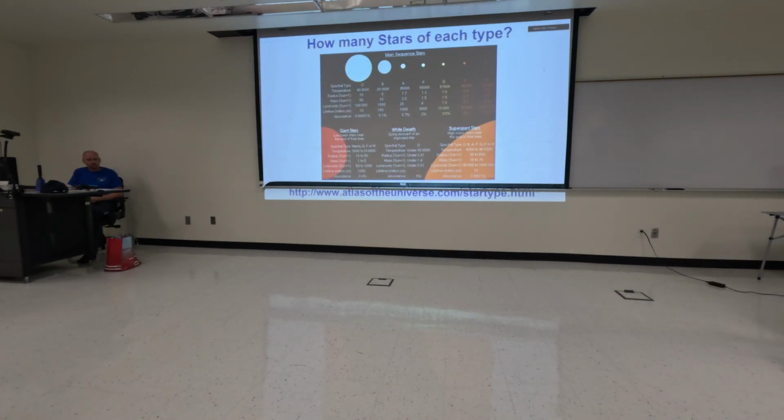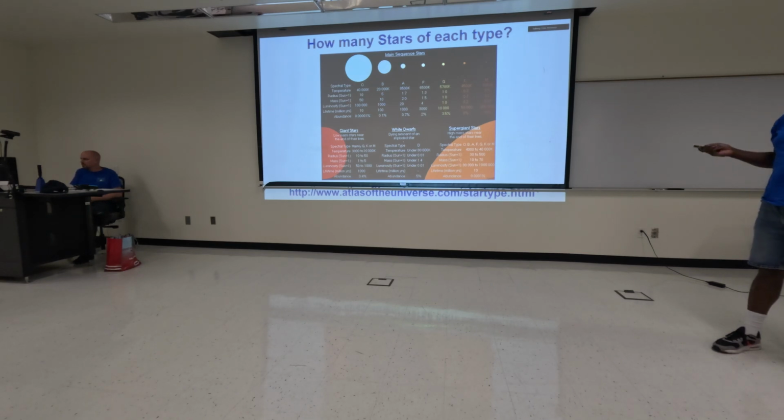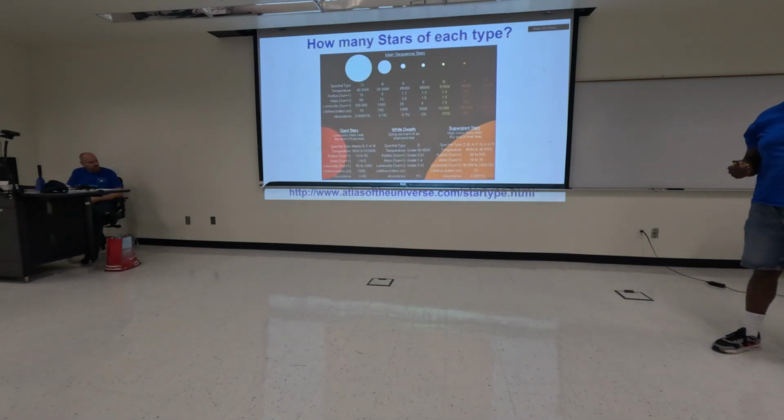I put this in so you can see that we all call our sun average because it's right dab in the middle of the graph. But it's kind of a misleading statement. Look at how many stars there are: over about 80% of the stars are M dwarfs. In other words, 80% of the stars would be right in here on the HR diagram, and that's because they're smaller and easier to make.